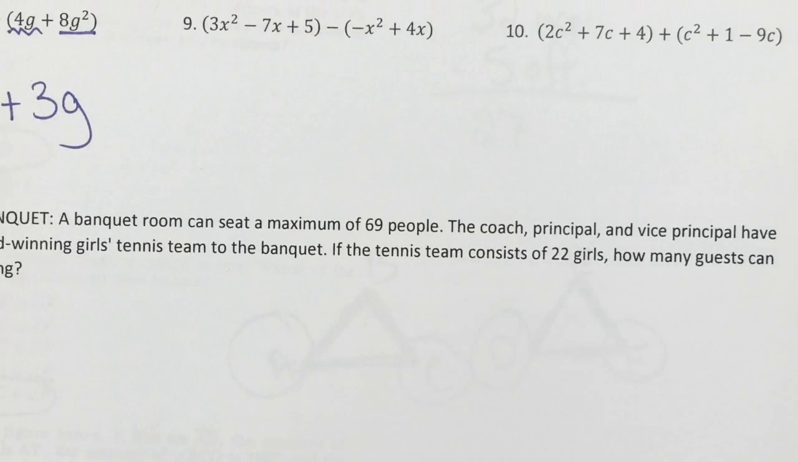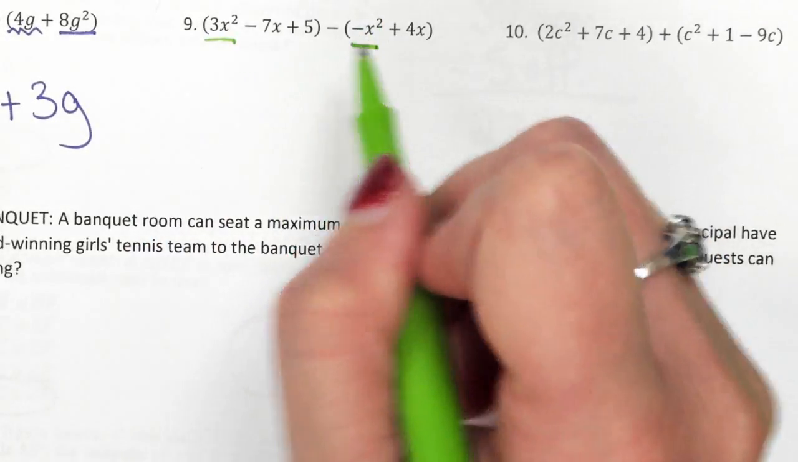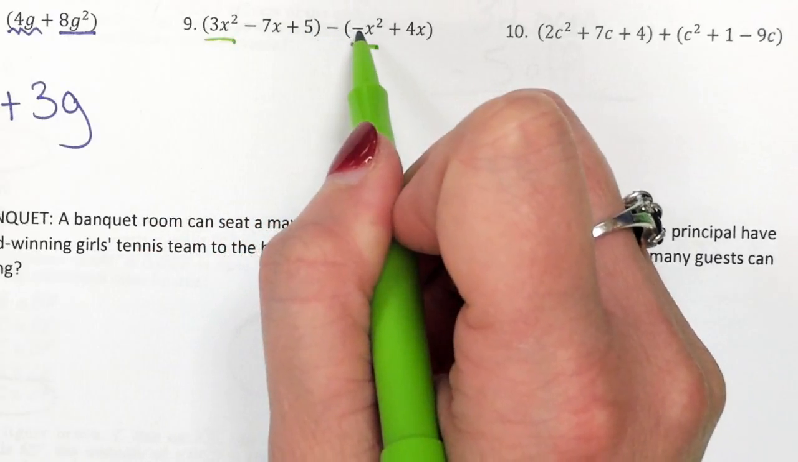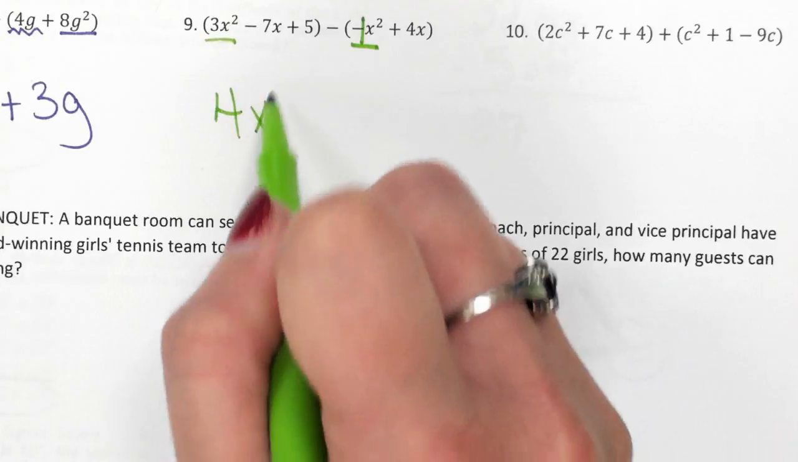All right, let's do number 9. Let's subtract. What are we going to subtract on number 9? 3x squared. There you go. So what's 3x squared minus negative 1x squared? 4x squared. There you go. Very nice.